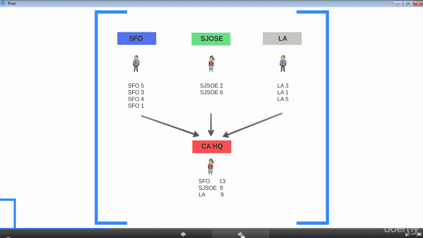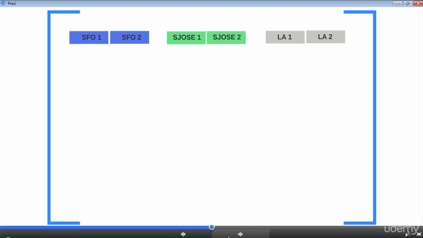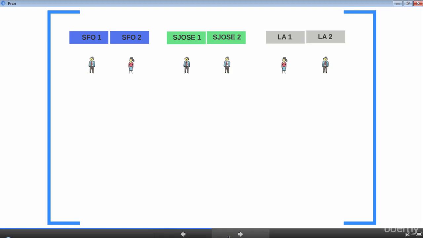Next year around, you're asked to do the same job. You have all the resources you want, but this time you have 2 months to finish the task. What would you do? Remember, you have all the resources you want, so you would simply double the number of people to perform the task. You will divide SFO into 2 divisions and add 1 person to each division. And you will do the same thing for San Jose and same for LA.